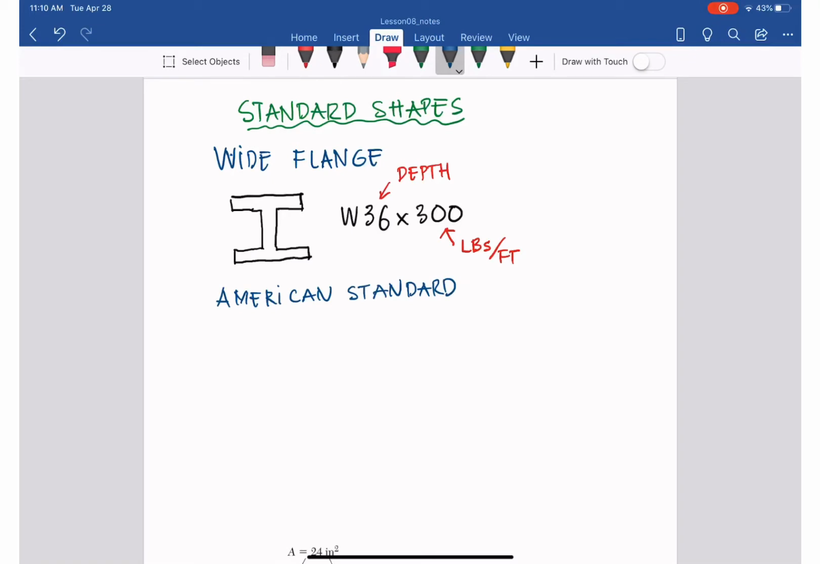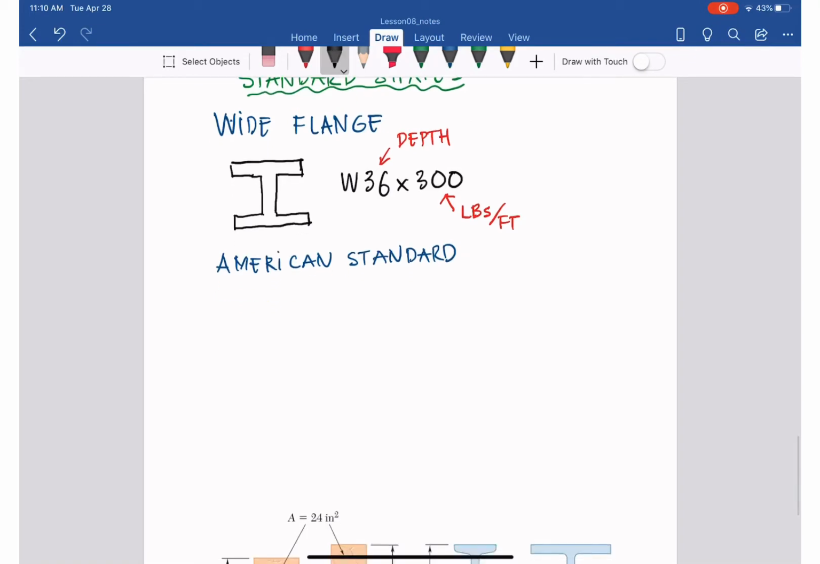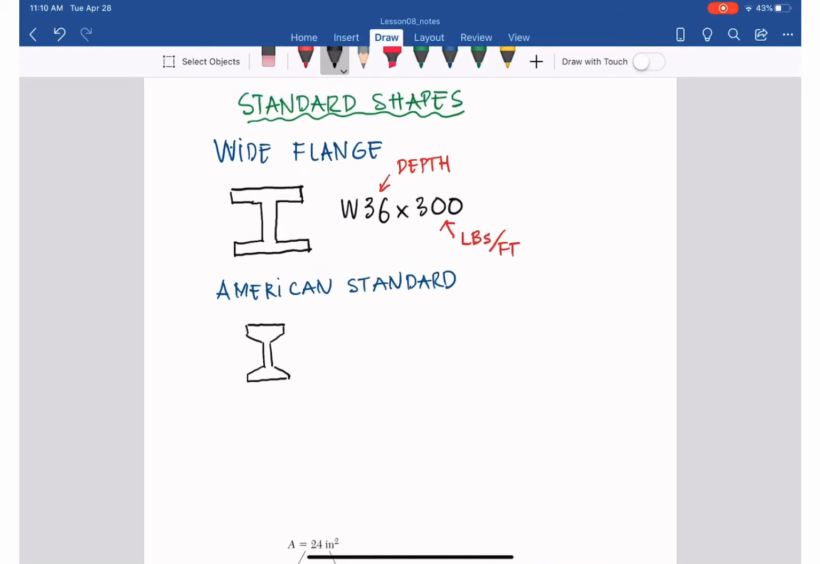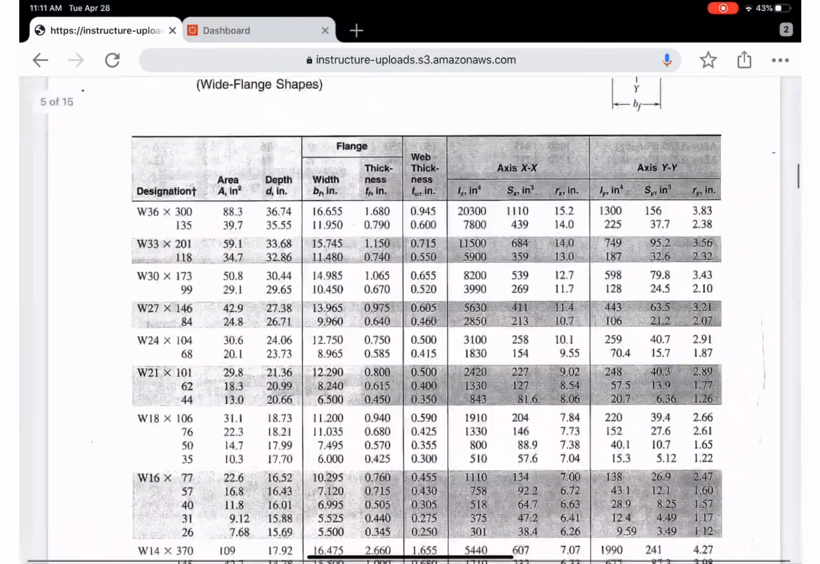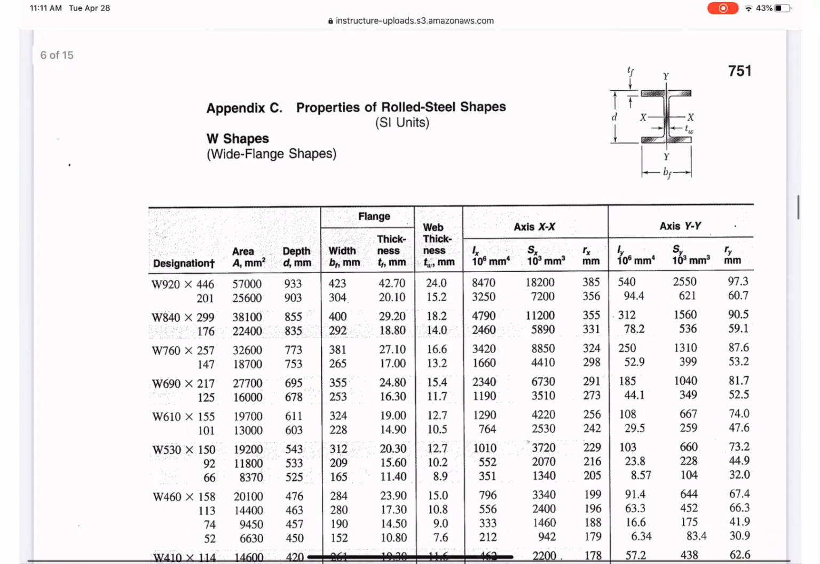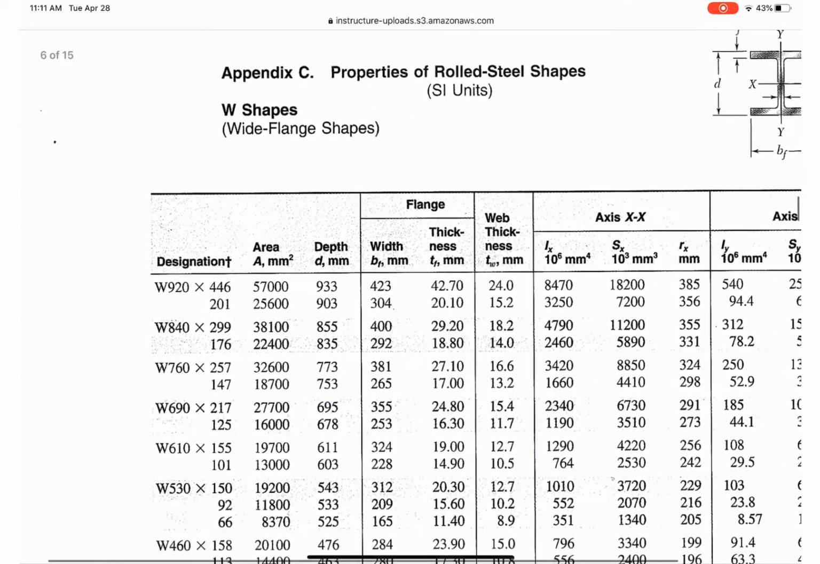In American Standard, it's similar to the wide flange, but it's smaller in the width, just like that. It's here, that American Standard. So if you have that in your appendix, you also have an SI unit. You have the same symbol, right?